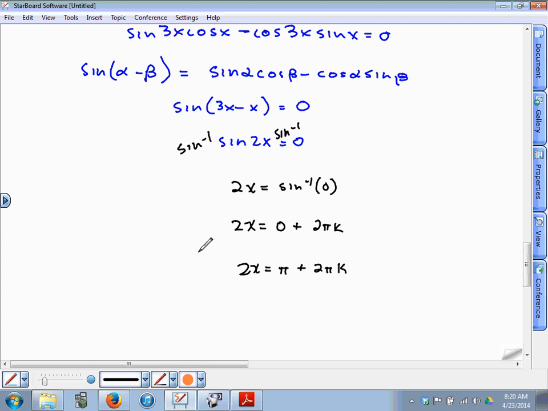Now divide by 2. So, x equals 0 plus pi k, and here x equals pi halves plus pi k.